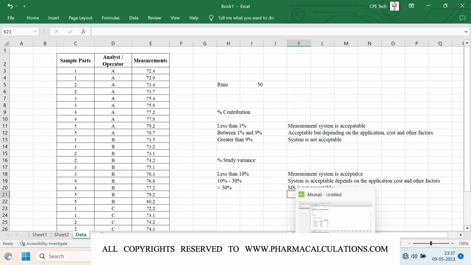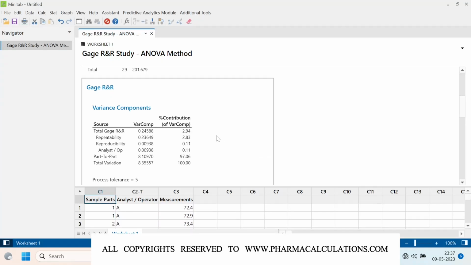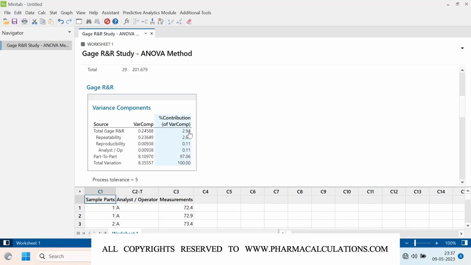Okay, now getting into Minitab. Just now we have seen the percentage contribution. The percentage contribution should ideally be less than 1%, but here in this case it is almost 2.94. So it's marginally near the desired value of 1%. It is between 1 to 9% ideally. So from this we can say that the gauge is accepted, or the measurement system is accepted, but it further requires some fine tuning and there is room for improvement.